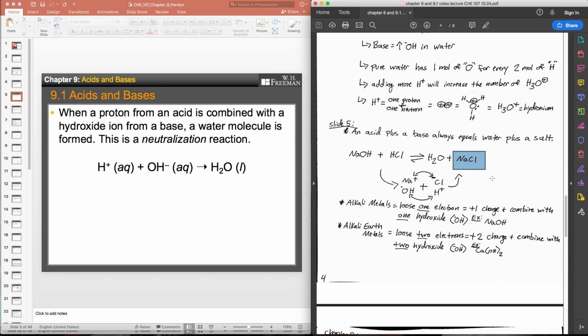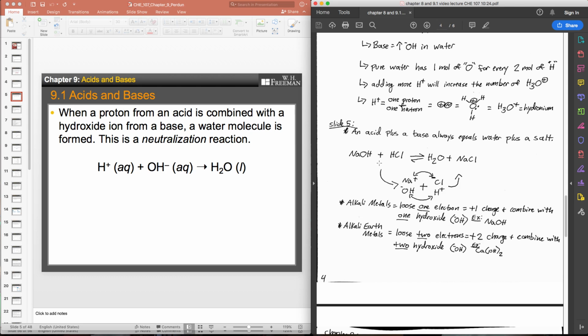So literally, if you took 1 mole per liter sodium hydroxide and 1 mole per liter of hydrochloric acid, and you added them together, you would get a pH of exactly neutral, a pH of exactly 7, right? So neutral being 7, and you would get water plus a salt. And that is true for all acids and bases that are added together.